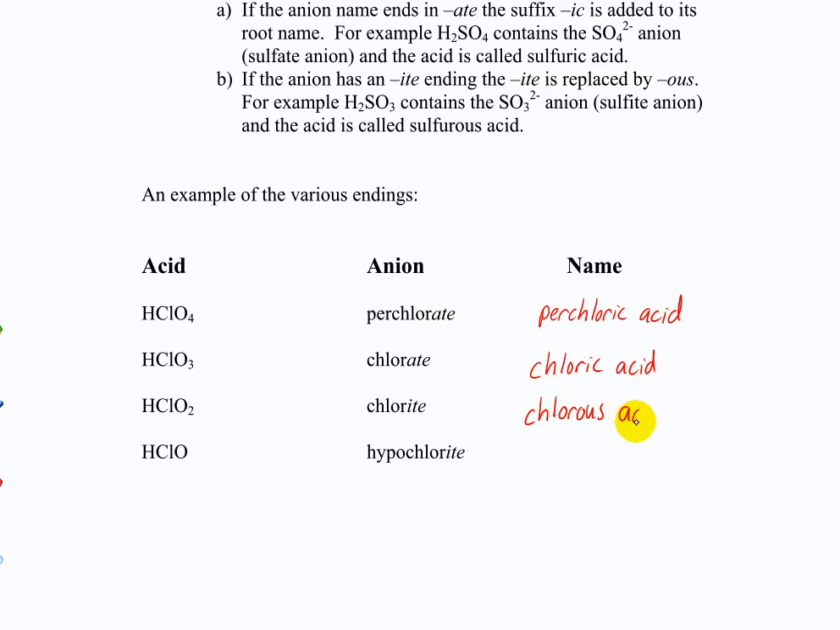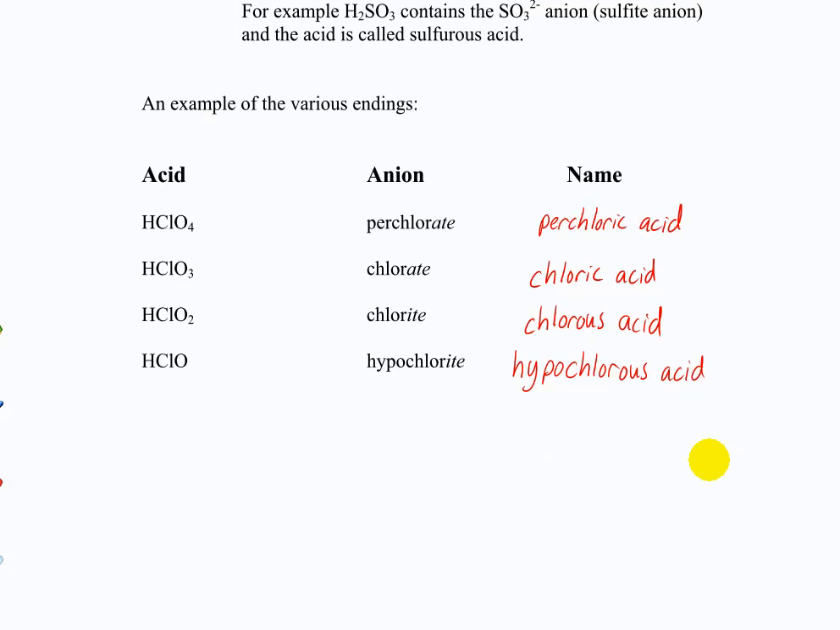When we move to the chlorite anion, that becomes chlorous acid. And so what do you think the hypochlorite anion, the acid of that is called? Hypochlorous acid, right. Good. All right, what about this one?